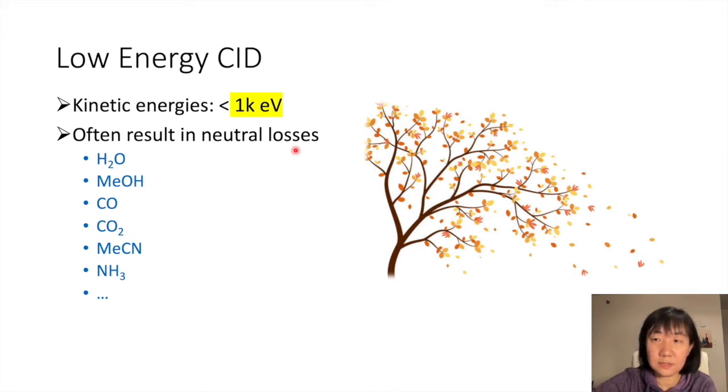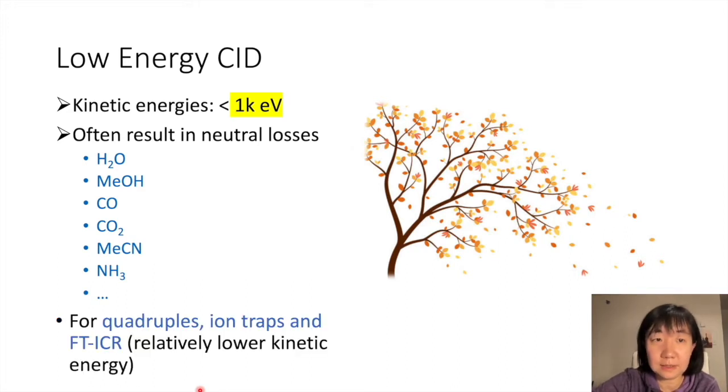These neutral losses are often not very helpful for us to identify the structure of the molecule, although sometimes they can be used to obtain information about functional groups. Low-energy CID takes place in quadrupoles, ion traps, and FTICR, where the kinetic energy of ions cannot be too high.